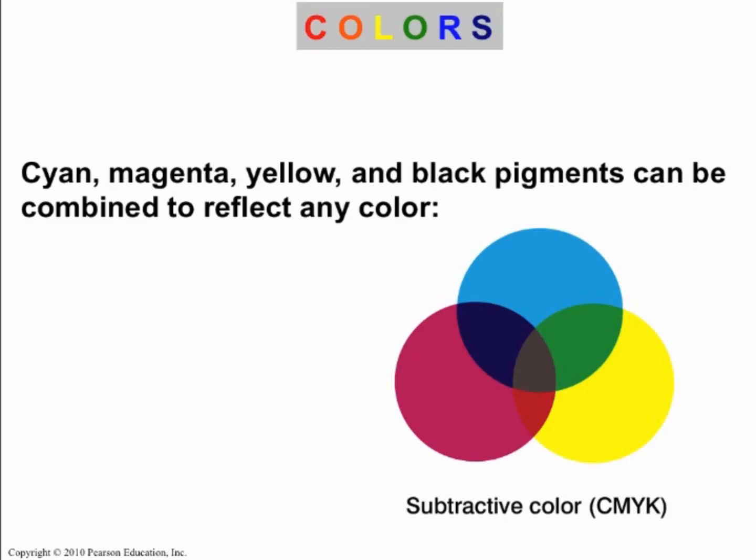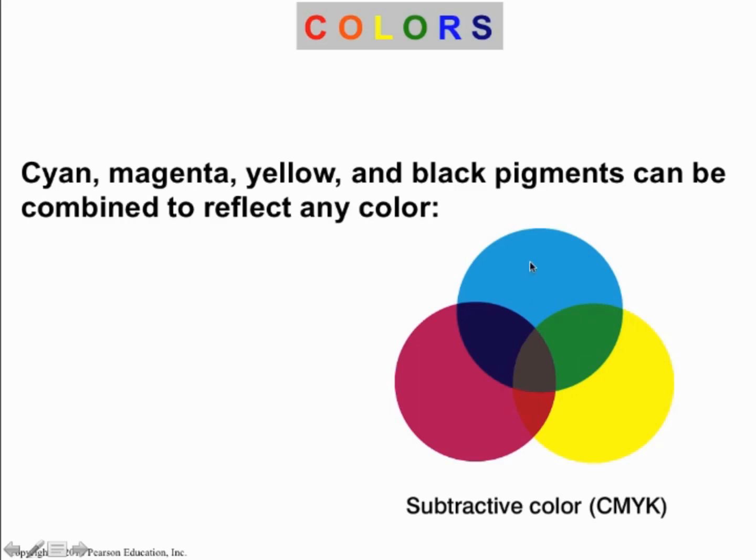Now, that was additive color mixing, and I'm going to show you a demo of additive color mixing in class with actual light in a dark room. But now let's talk a little bit about subtractive color mixing. So cyan, magenta, yellow, and black pigments can be combined to reflect any color. Notice that the three secondary additive colors are the three primary subtractive colors. And let's take a look at what they make.